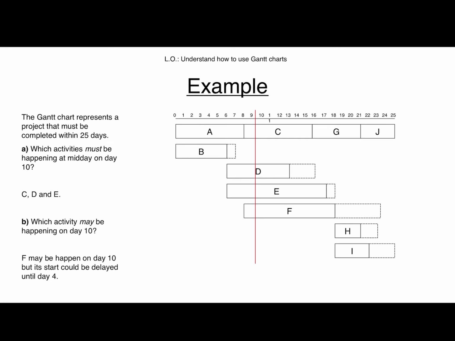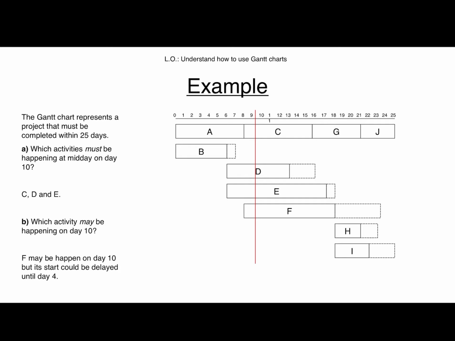Here we have an example. So let's forget about the answers for now. And here we have a Gantt chart. I've got my critical activities at the top, A, C, G, and J, and the non-critical activities down there. It says here, which activities must be happening at midday on day 10? Now remember that the timeline means completed time, elapsed time. So from 0 to 9, that means that 9 full days have happened. So halfway to day 10 is halfway between 9 and 10.